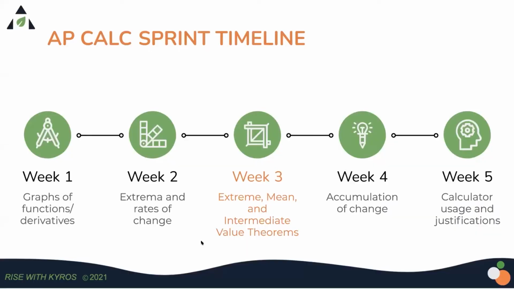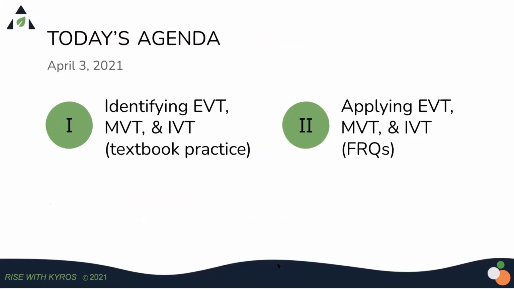This week we're doing the extreme value theorem, the mean value theorem, and the intermediate value theorem, which are also abbreviated as EVT, MVT, and IVT. How many of you know these three theorems and can distinguish them from each other? Anyone?